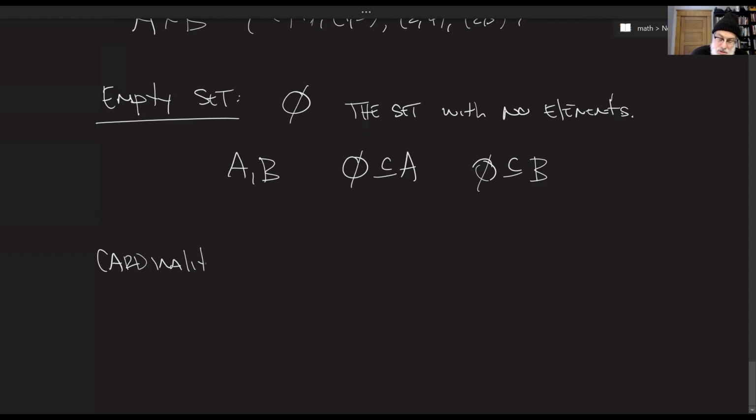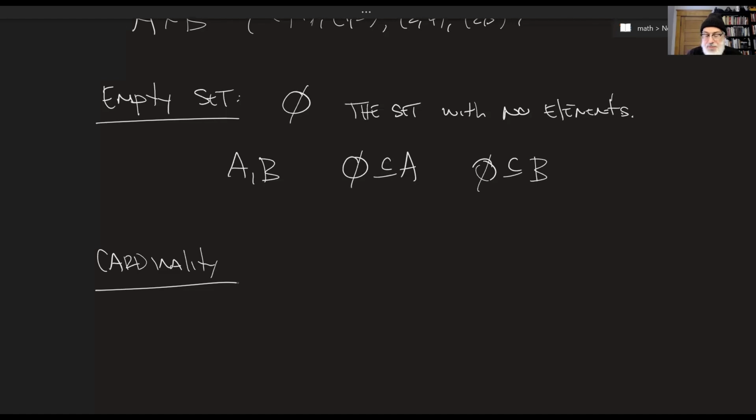Let's talk about cardinality. When putting this lecture together, it was a little difficult deciding which order I should put stuff in. So hopefully this flows so that you can jump ahead if you need without missing anything important.